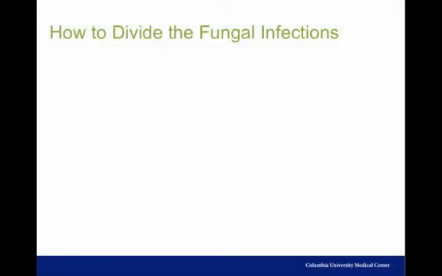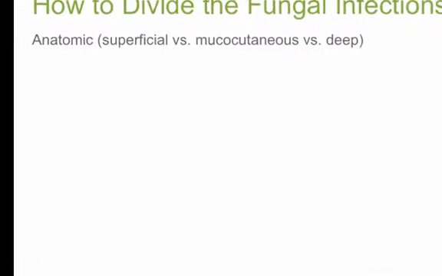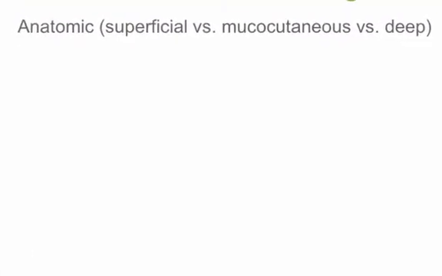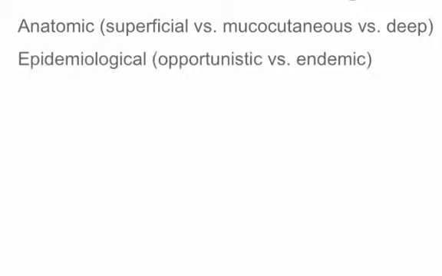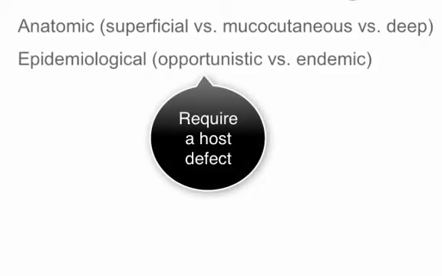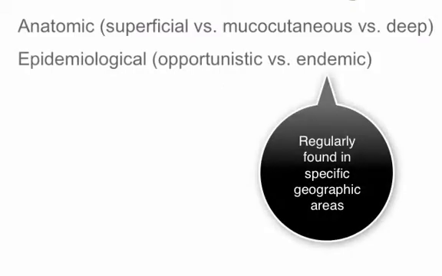Traditionally, fungal infections are classified either based on their anatomic location, meaning are they superficial, mucocutaneous, or do they infect the deeper organ structures? Or they're classified based on their epidemiology. Are they opportunistic? They tend to infect immunoincompetent individuals only. Or are they endemic, meaning they could infect almost anyone?